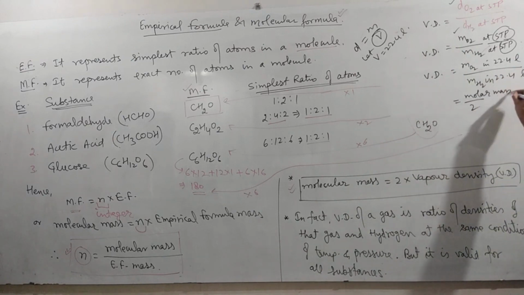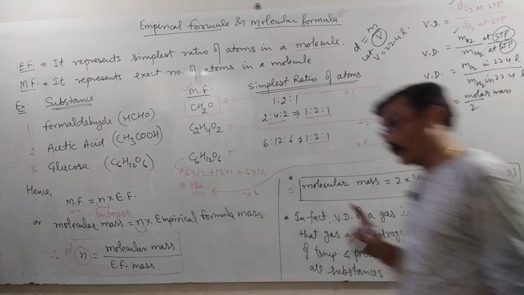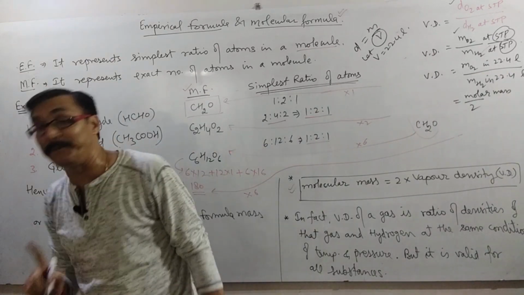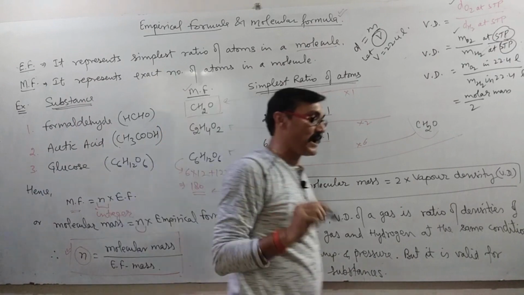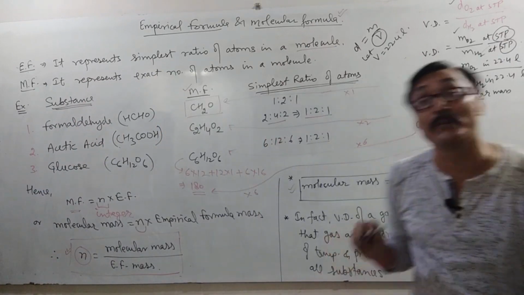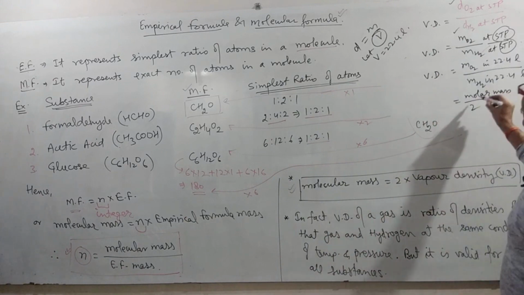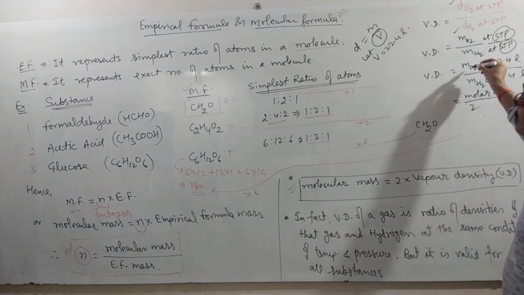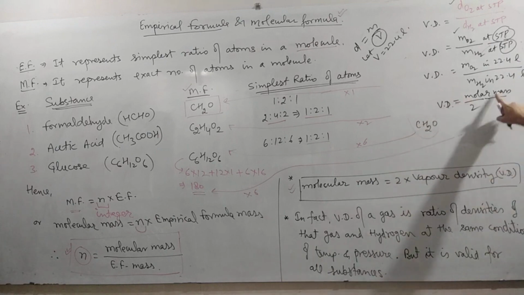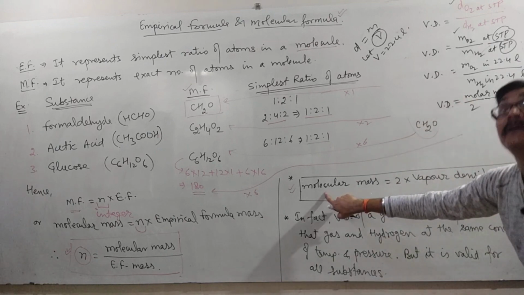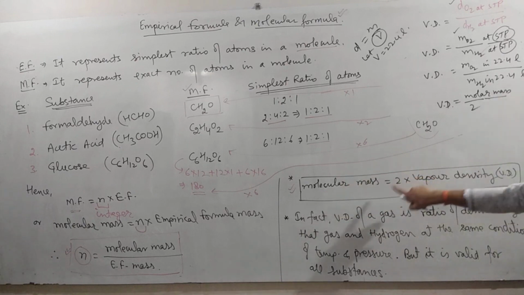The mass of any gas in 22.4 liter at STP is the mass of its 1 mole of molecules. That is why it is also called molecular mass or molar mass. So the molar mass of oxygen divided by 2 is equal to vapor density, or we can say molar mass is equal to 2 into vapor density.